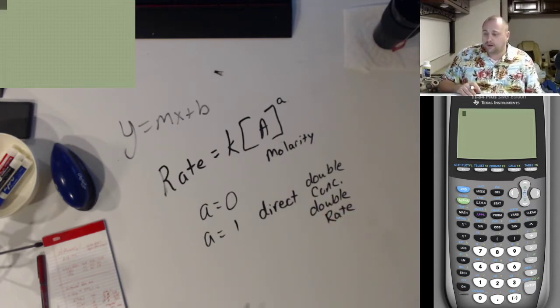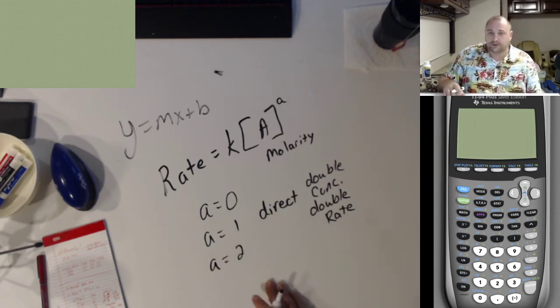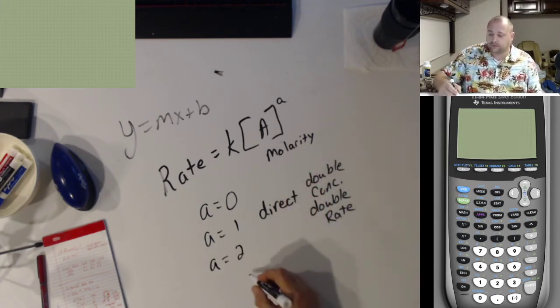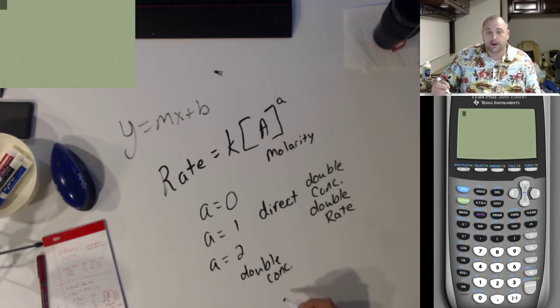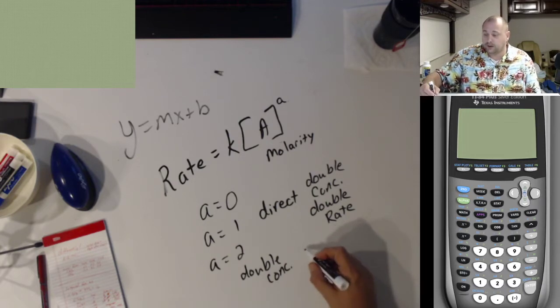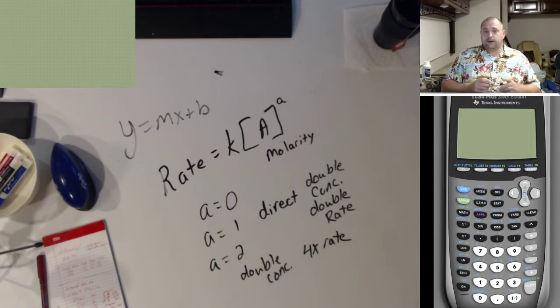And then we might also look at if a is 2, it'd be second order. So if I double the concentration, then instead of doubling the rate, we'll have 4 times the rate, because it's going to be squared. So we want to be careful about this, but it drove me nuts.